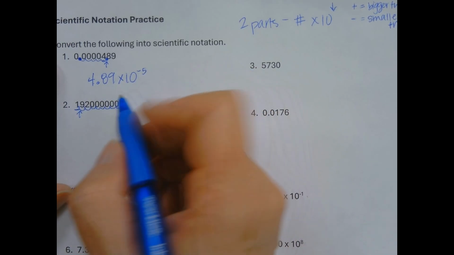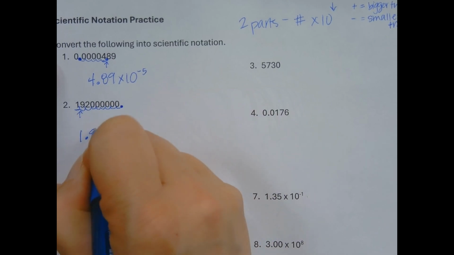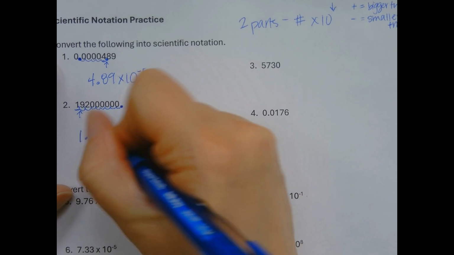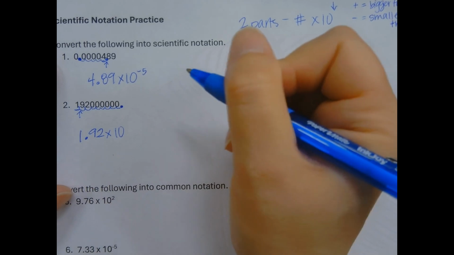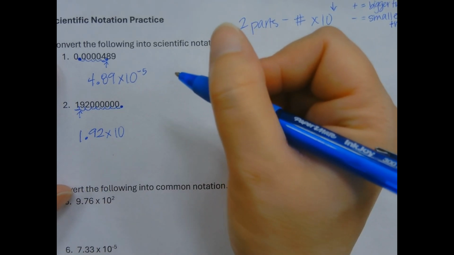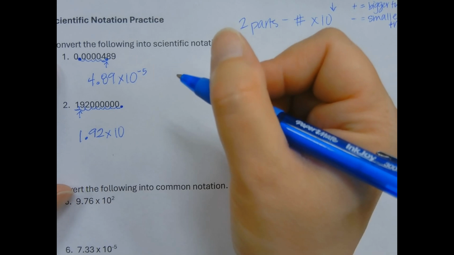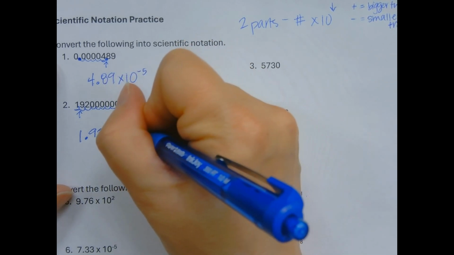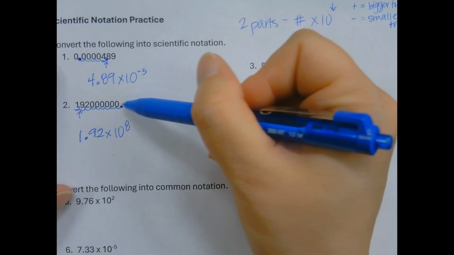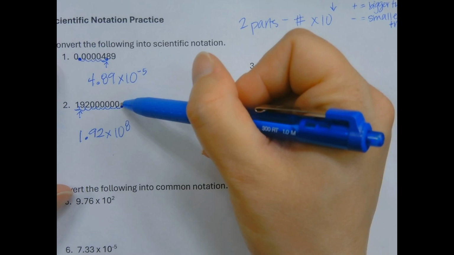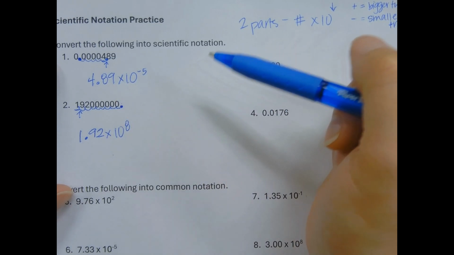So there's two parts, the number 1.92. Well, that's a funny looking 2, but 1.92 times 10 to the, remember that is representing how many times we move the decimal. And then since I moved it 8 times, my exponent is 8, and it's positive because this number is much bigger than 1. So it is a positive exponent.